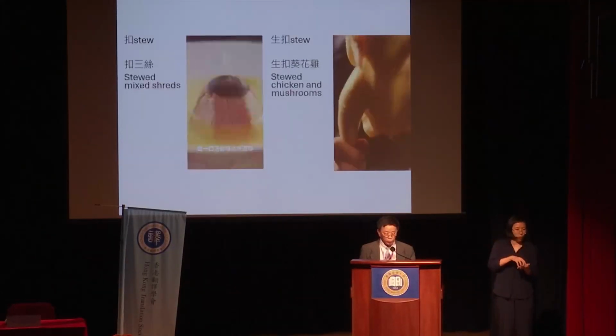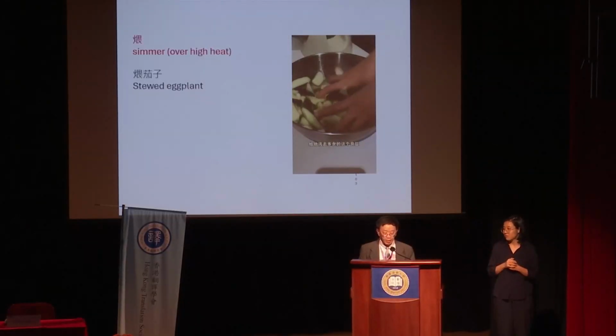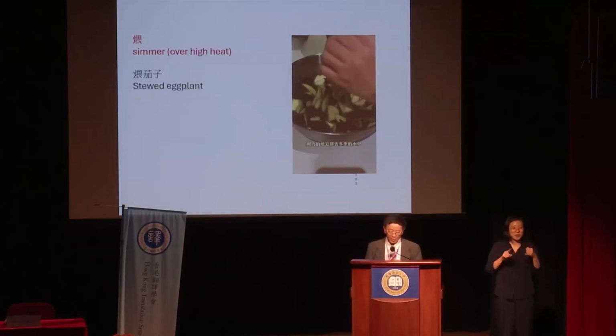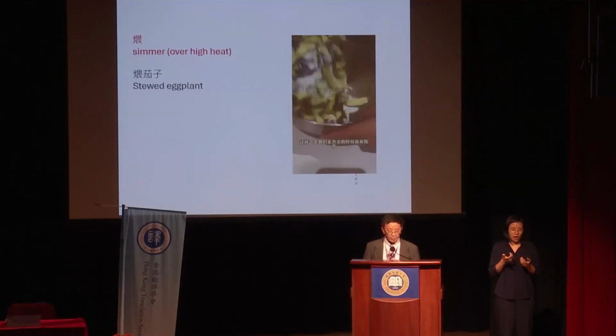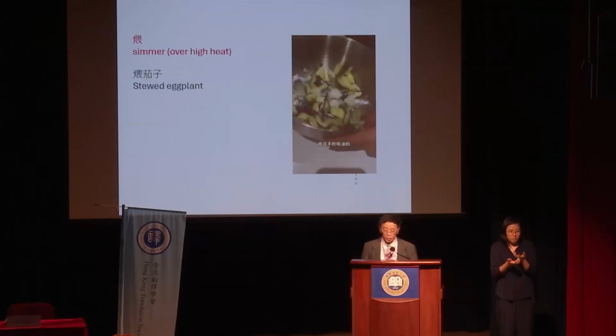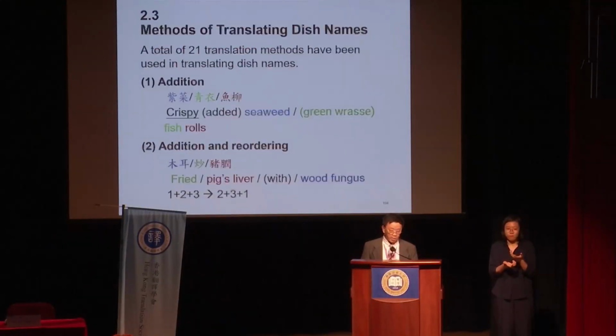扣三丝 would be stew, mixed shreds, and so on. This is the last one: simmer. If you simmer something over high heat, in Chinese it will be 煨夹子. So there are so many dish names.